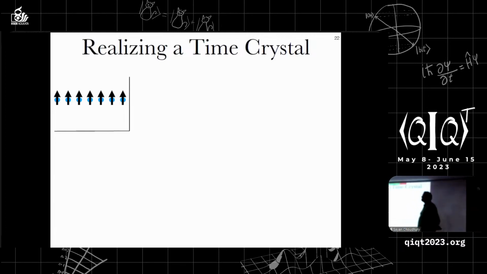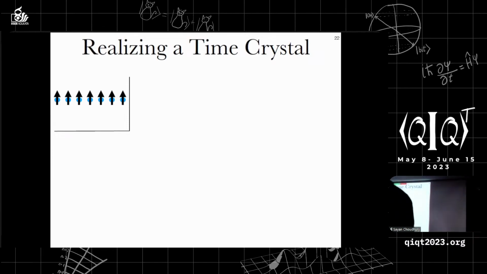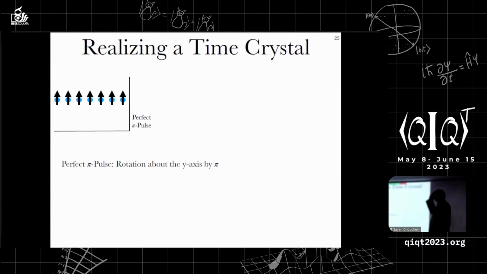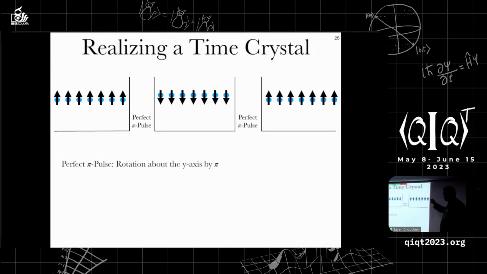Let me give you a very simple example where you can get period doubling oscillations. Imagine you have a set of spins, all of these spins pointing up, and you give the system a perfect pi pulse. So basically, all spins which are pointing up will now point down. And then if you give another perfect pi pulse, the spins will go up again. This seems rather trivial: you give perfect pi pulses, all spins pointing up go to all spins pointing down, and then to all spins pointing up again.